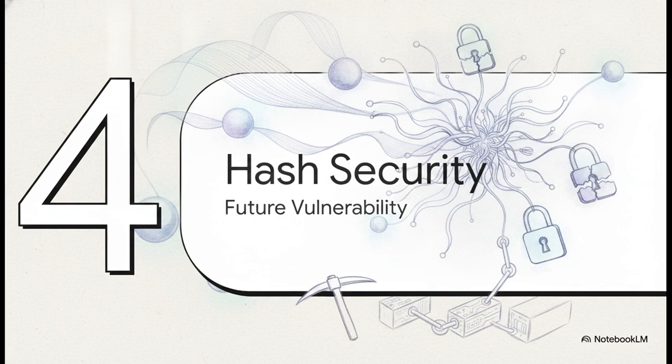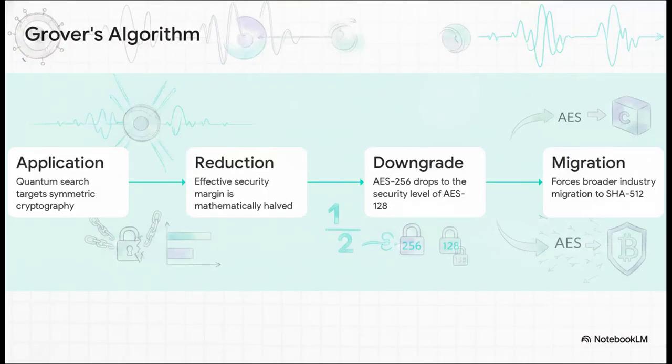We've talked a lot about elliptic curve signatures, but what about the long-term viability of the hashing functions themselves, the stuff that actually secures Bitcoin's mining? While Shor's algorithm breaks signatures, Grover's algorithm attacks hashes in symmetric cryptography. By applying quantum search, Grover's algorithm mathematically halves the effective security margin of a hash, meaning under a quantum threat, AES-256 essentially drops down to the security level of AES-128. It's technically still secure for now, but it's forcing the broader cybersecurity industry to start migrating towards SHA-512 standards just to stay ahead of the curve.